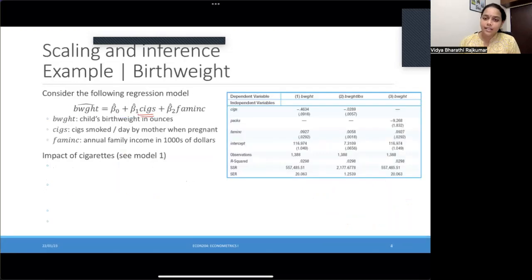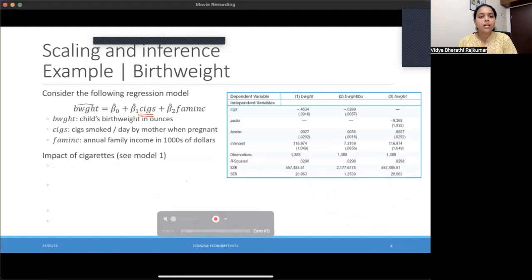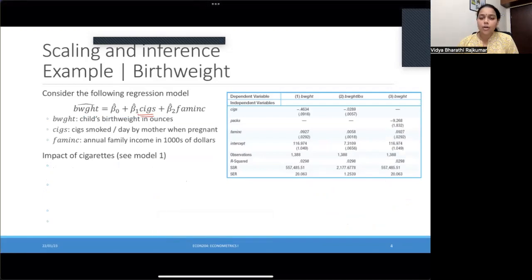So here is a regression where the dependent variable is the birth weight of children, and that is being regressed on the mother's smoking behavior, so the number of cigarettes smoked per day by the mother when she's pregnant, and the income of the family in thousands of dollars. And the regression table on the slide gives you the results of this regression.